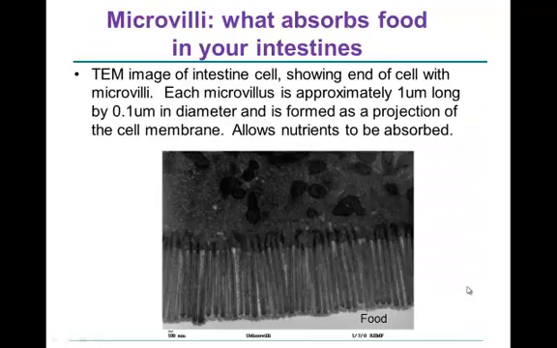Here is a transmission electron micrograph of microvilli. And this is what absorbs food in your intestines. And it just greatly increases the surface area. So you can see down here I've written food. That's where food will be passed along. And all these finger-like things are extending out. And this has been sliced in preparing the slide. But these microvilli would be 360 degrees around the tube where the food is going. So I hope you can appreciate that.